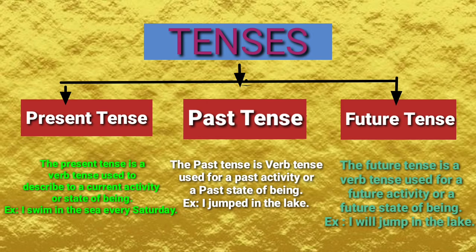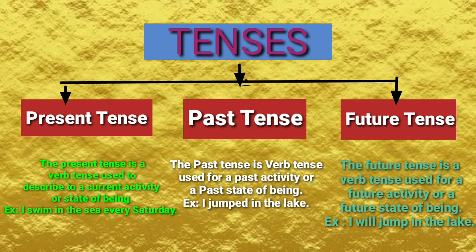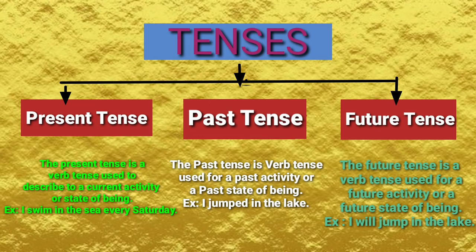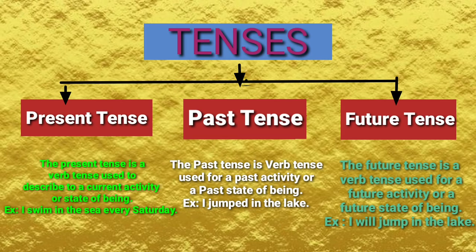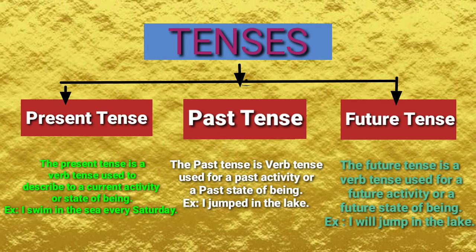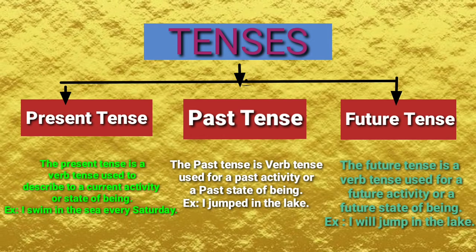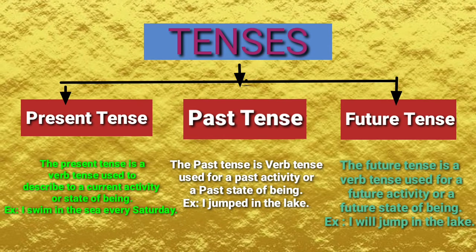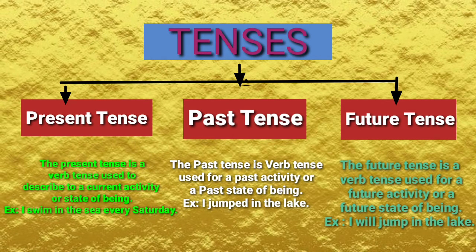Then what is present tense? The present tense is a verb tense used to describe a current activity or state of being. Example, I swim in the sea every Saturday. The past tense. The past tense is a verb tense used for a past activity or a past state of being. Example, I jumped in the lake.